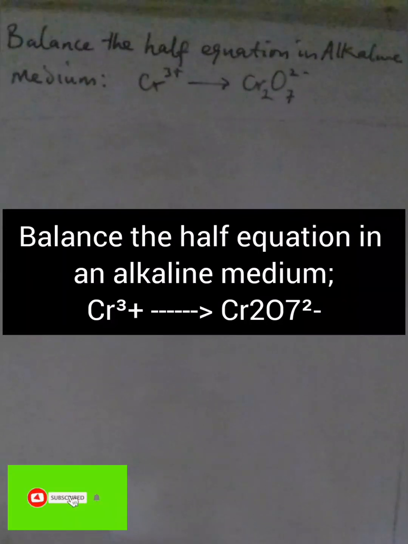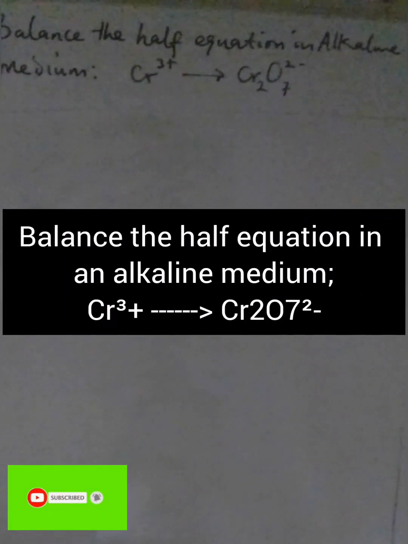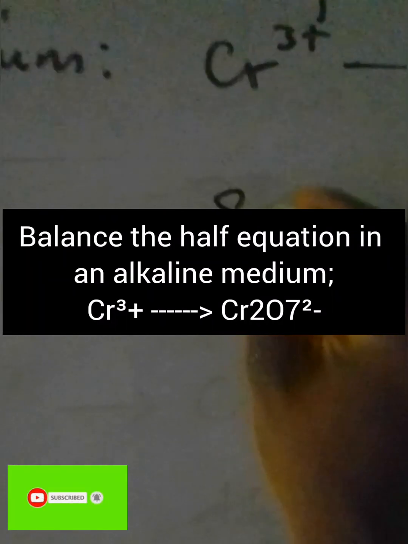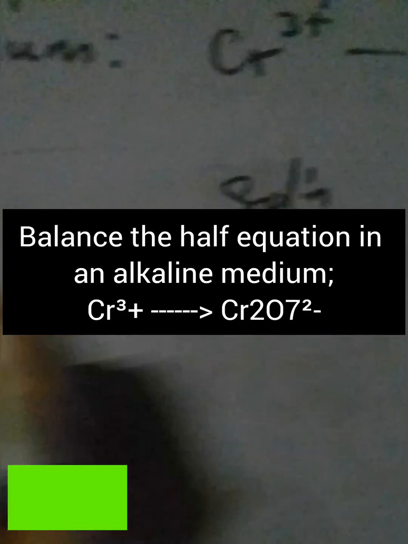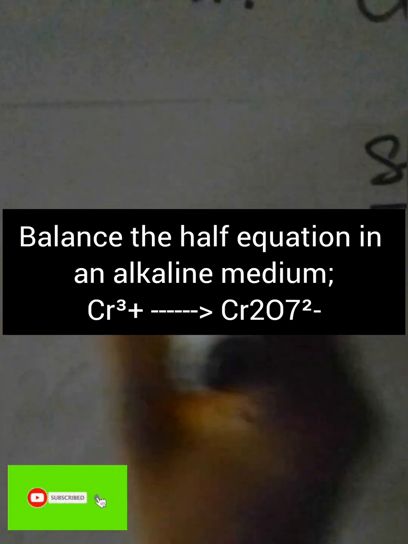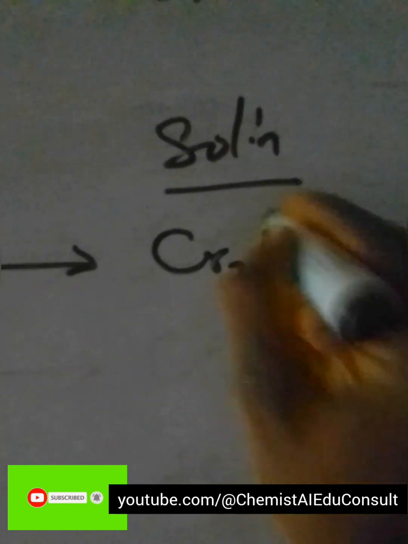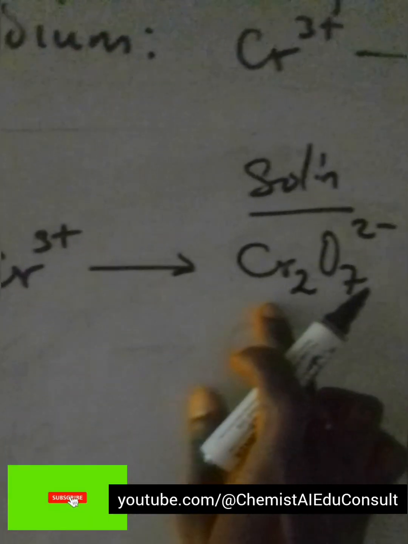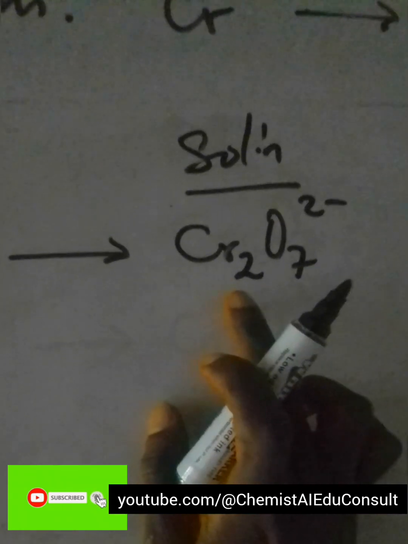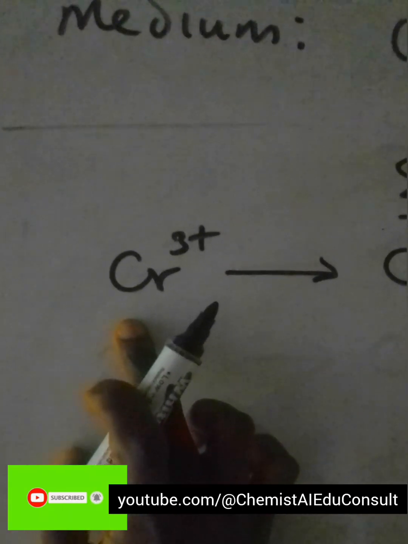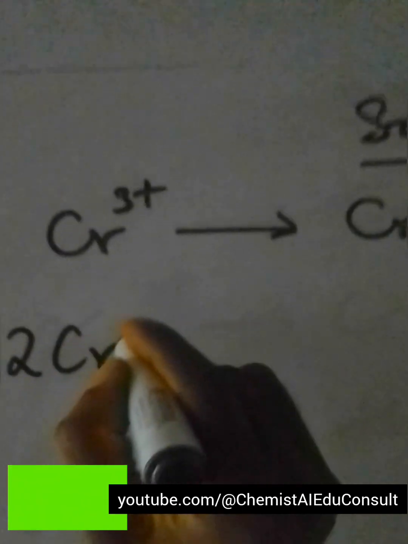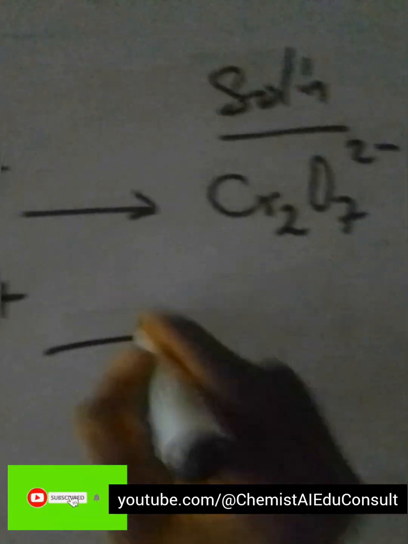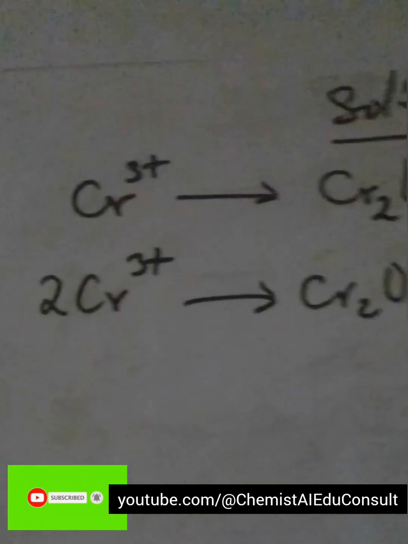Let us balance the redox half equation. What we do is to rewrite the equation first of all. After writing the equation, we balance the atoms stoichiometrically. There are 2 atoms of chromium at the right. We need to balance it at the left by writing 2 Cr³⁺, 2 Cr₂O₇²⁻. After that, you assign oxidation numbers.